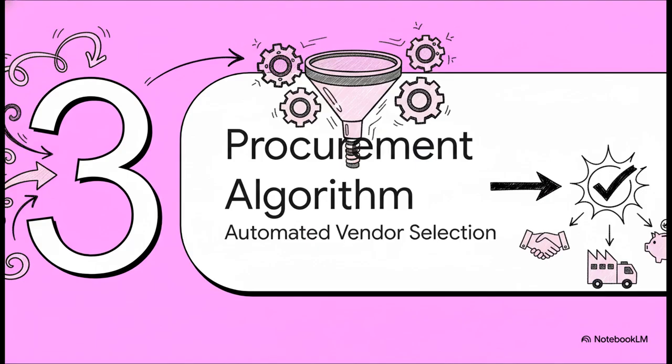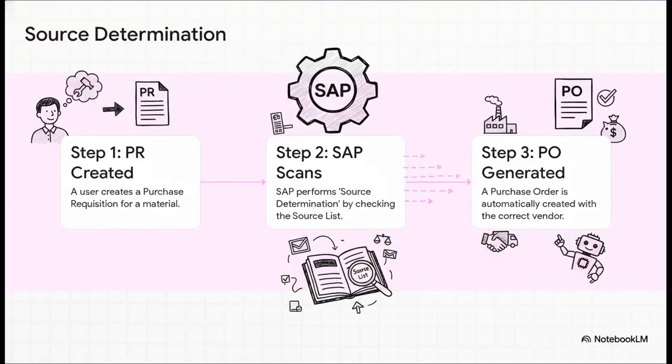Okay, so you've set up your vendors, you've curated your feed. Now for the magic. Just like Instagram has an algorithm that decides what to show you, SAP has its own procurement algorithm that uses your list to automatically find the perfect vendor every single time. Here's how it works in 3 simple steps. First, someone in the company realizes they need something, so they create a purchase requisition. Then, SAP automatically kicks off a process called source determination. It scans your source list, looks at all the rules you set up, and then, boom, it picks the best vendor and generates the purchase order. No manual work, no guesswork.